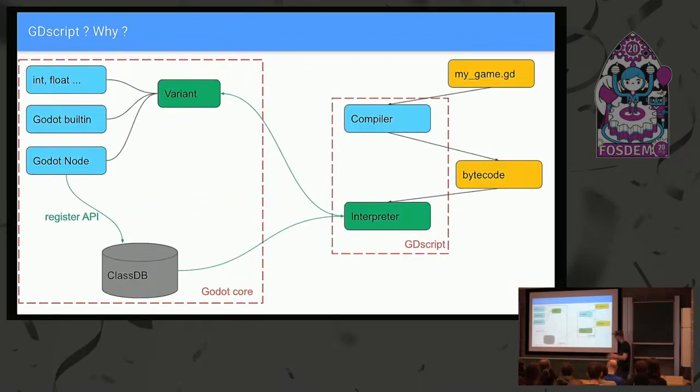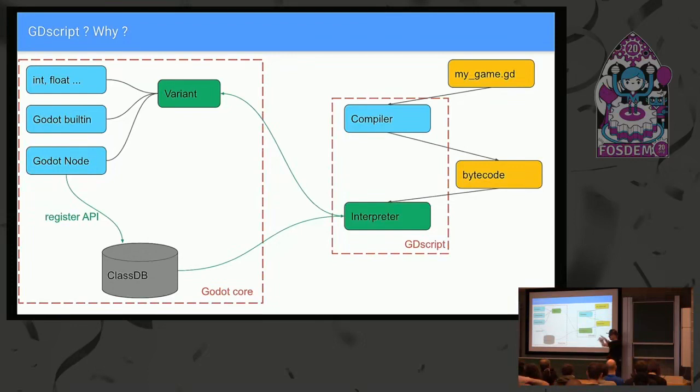So to put it another way, we can see Godot in two parts. There is the big main part, which is the core, which contains this variant structure, which is a combination of all the built-in types, all the Godot nodes that could be, etc. And you have this nice ClassDB system, which allows you to query your node methods and properties at runtime.